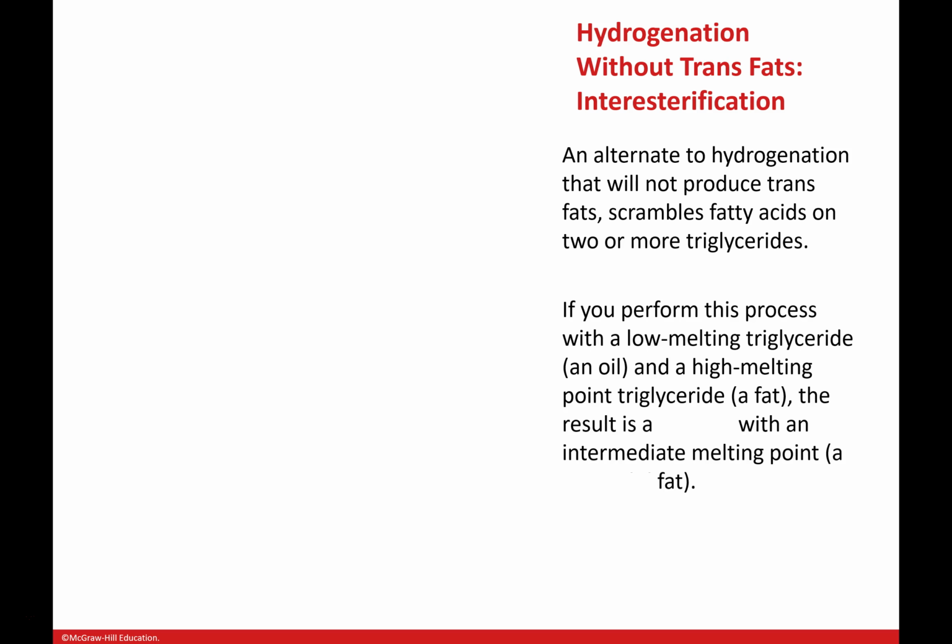An alternative to hydrogenation that won't give you the trans fats is to scramble fatty acids. In triglycerides, how many fatty acids are there? Three. That was what I was after, three. On two of the three fatty acids, you scramble them. Let's see what our pictures look like.